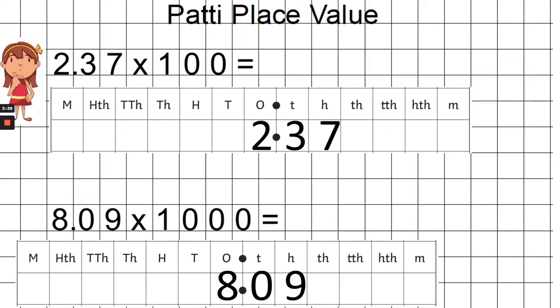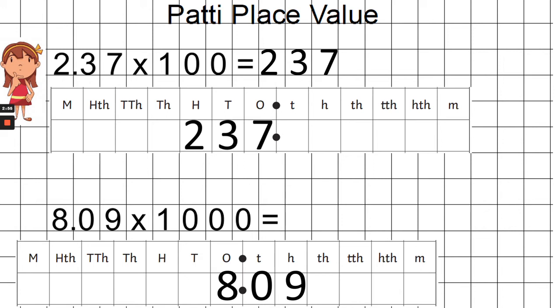I've got 2.37 multiplied by 100. 2 times 100 is 200, so let's use that fact and that place value. Notice how all my digits stay in the same order and they move together. That gives me 237.